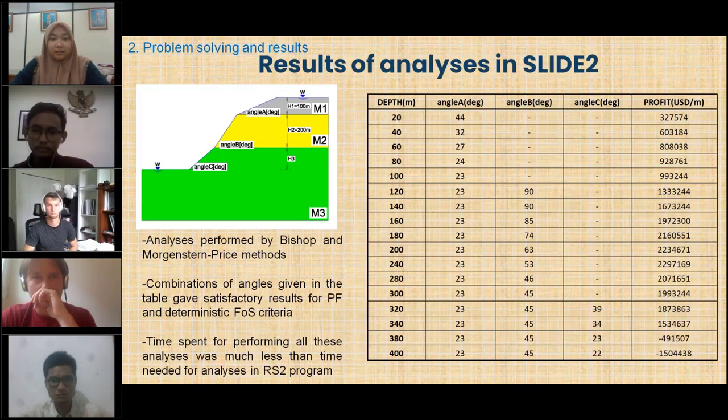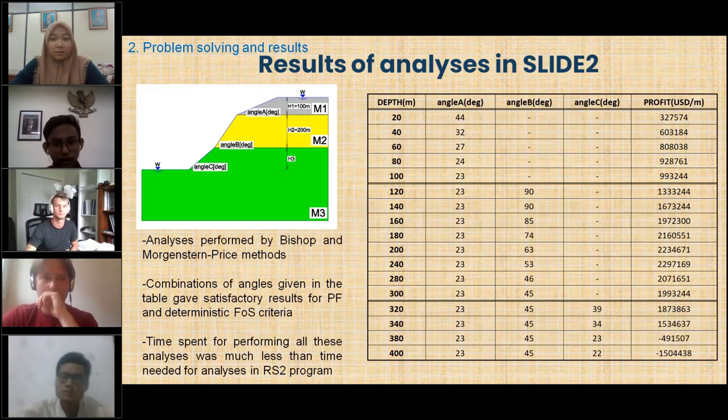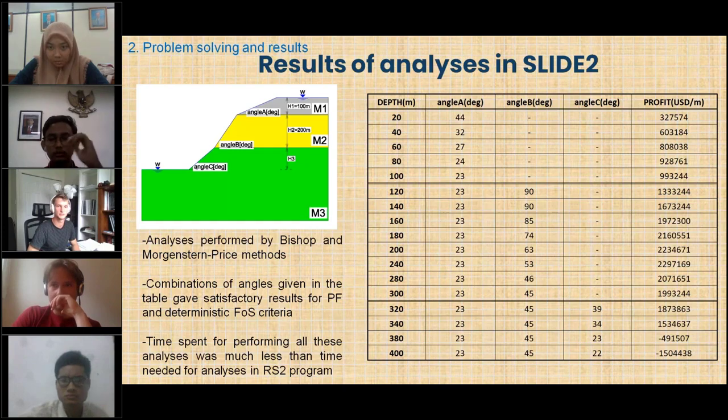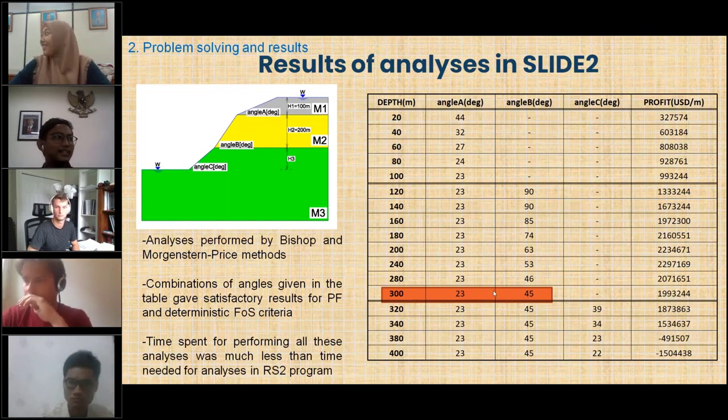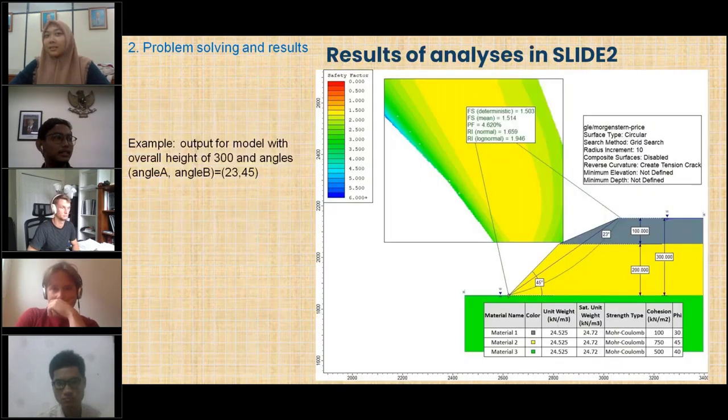Analyses in Slide 2 were performed using Bishop and Morgenstern-Price methods. The results of these analyses gave us the range of depths for further steps that led us to the final solution. For a depth of 300 meters, we got satisfactory results for stability of the model with slope angles of 23 and 45 degrees. So we used them to define models for our first analysis in RS2. On this slide, you can see the output from the Slide 2 program for the model with depth of 300 meters and with slope angles 23 and 45 degrees.